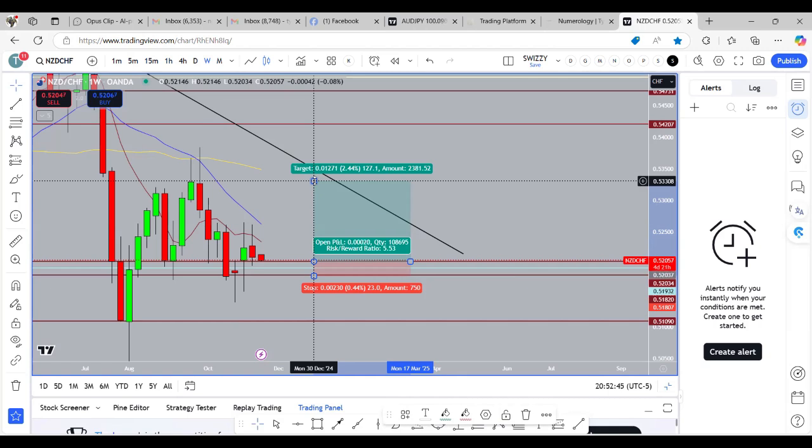So this is what we're going to be looking at for the week. I'm actually about to hop in this and see what it do.